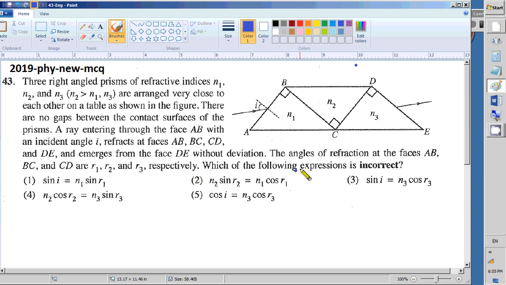Which of the following expressions is incorrect? For example, sin I equals n1 sin R. There are 5 answers given, and we have to choose the incorrect expression. So let us try to solve this question.